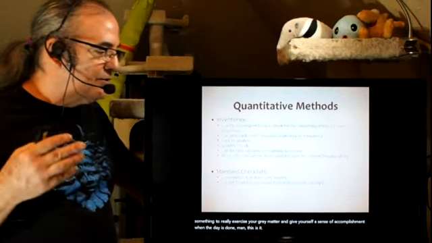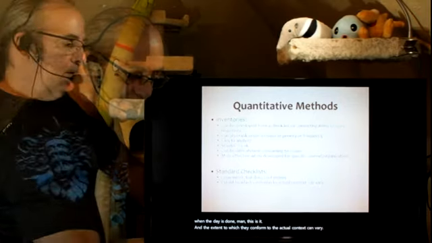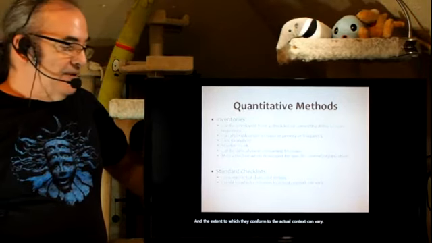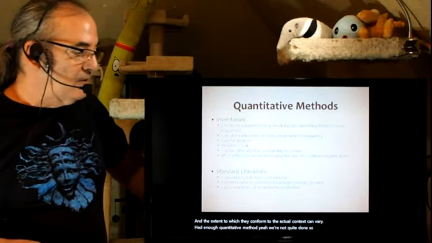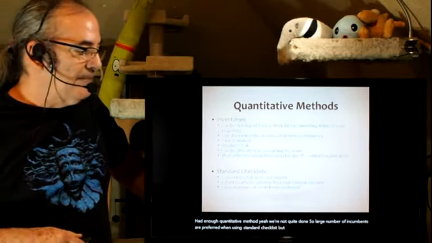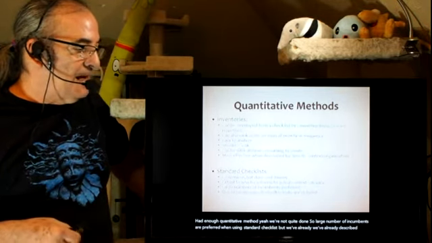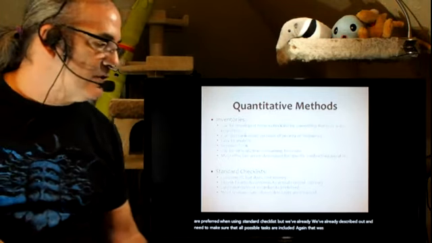And the extent to which they conform to the actual context can vary. Had enough quantitative methods yet? Well, we're not quite done. So, a large number of incumbents is preferred when using a standard checklist, but we've already described that. And you need to make sure that all possible tasks are included. Again, that was a caveat that we'd previously discussed.